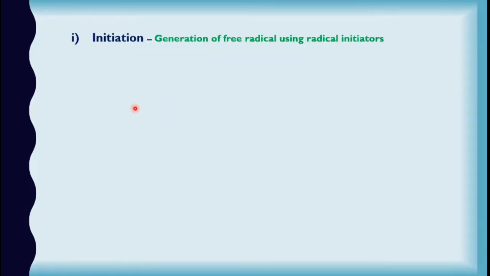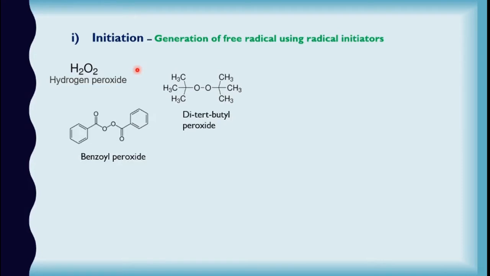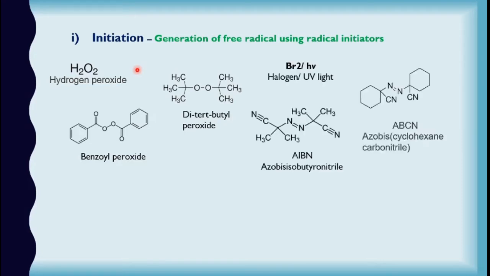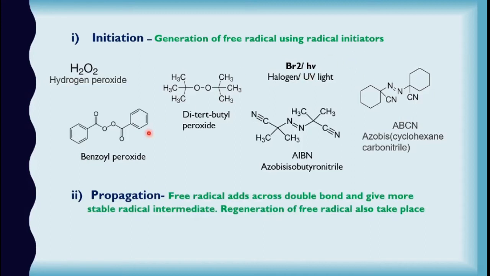In the initiation step, free radical is generated using a radical initiator. The radical initiator is added in a stoichiometric amount and is responsible for producing the initiating radical. These are the examples of most frequently used radical initiators. That is hydrogen peroxide, benzoyl peroxide, ditertiary butyl peroxide. Then we have AIBN, ABCN, and if we use halogen in presence of UV light, this also helps in generating free radicals.